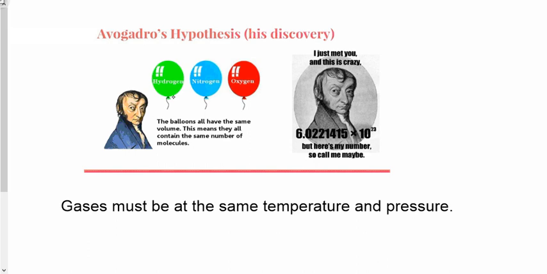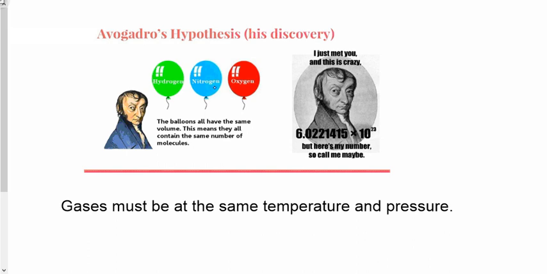For Avogadro's hypothesis, since we're dealing with ideal gases, we can have hydrogen, nitrogen, and oxygen. They are different in terms of their masses. Hydrogen is about 2 grams, nitrogen's 14, and oxygen is about 32. Well, nitrogen would be twice that, which would be 28. So their masses are different.